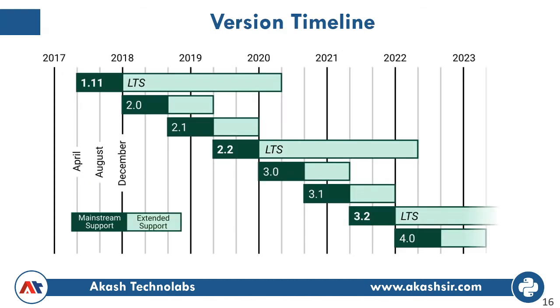Okay, next let's consider the timeline of the versions. Currently we are in 2020 and you can see the latest version is 3.0, and this is also an important slide. Why? Because whenever you are planning to create a new project in Django, make sure you know very well about the version timeline, right? Let's say if you create a website in version 3.0, then it will be supported up to 2021 or maybe 2022, and then you have to migrate to a newer version, right?